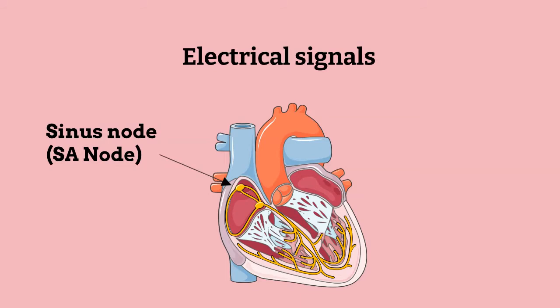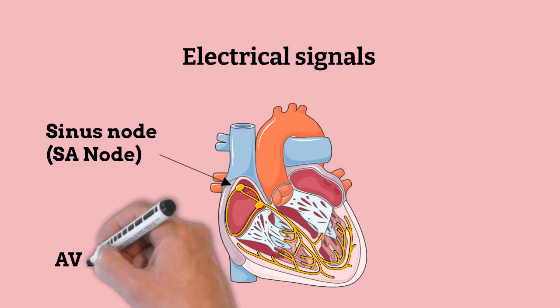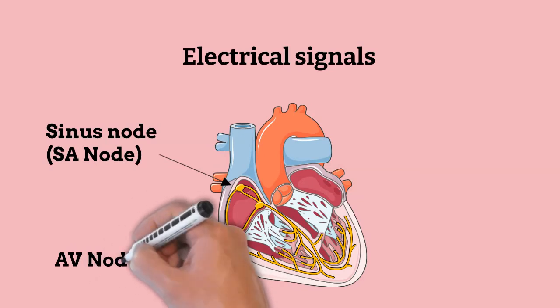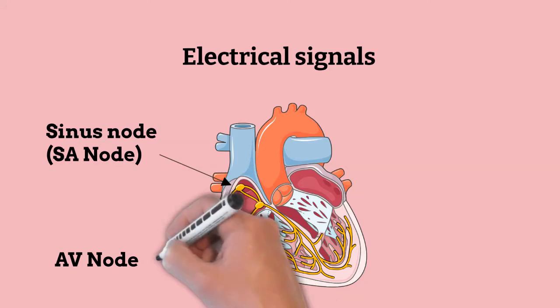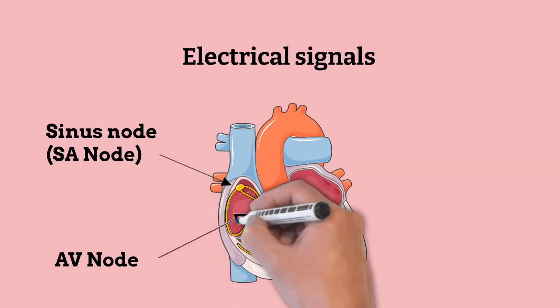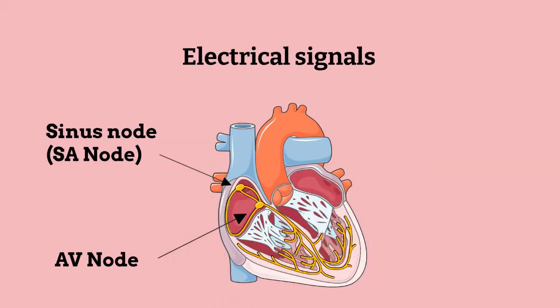These electrical impulses make the atria contract first. Then the impulses travel down to the atrioventricular node, or AV node, which acts as a kind of relay station. From here, the electrical signal travels through the right and left ventricles, making them contract.